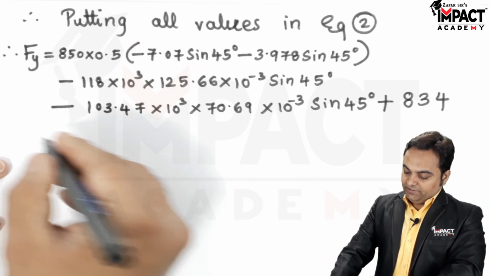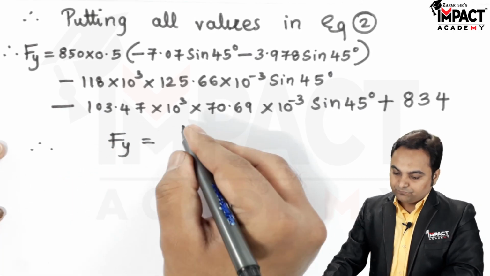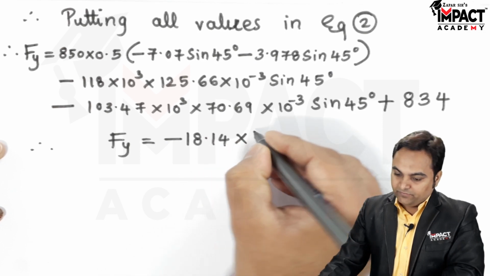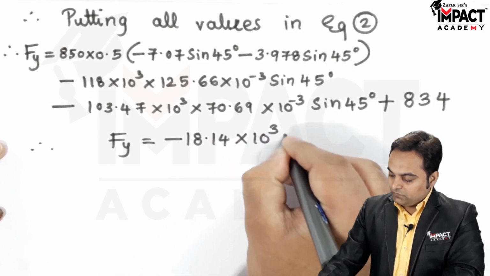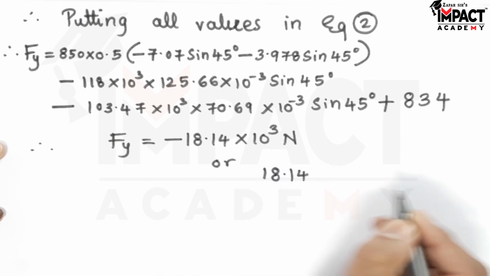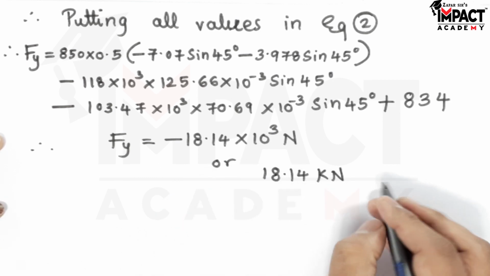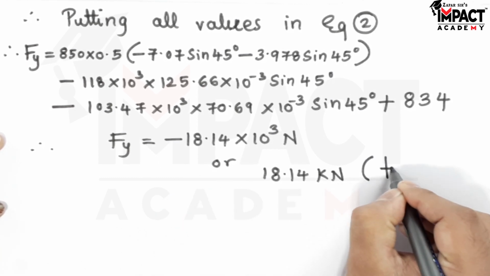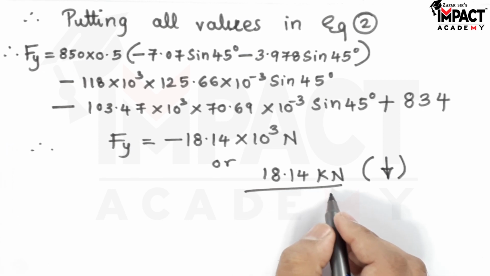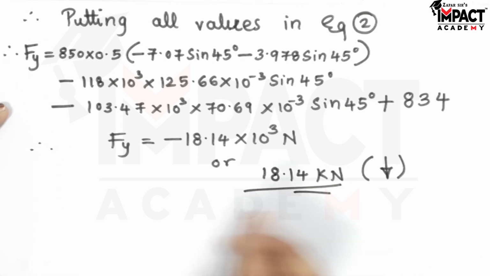So on calculating, I am getting the answer of Fy as minus 18.14 into 10 raised to 3 Newton, which can also be written as 18.14 kilonewton. And here also, since the answer is negative, it means the component of vertical force is acting in the downward direction, because we had assumed upward direction to be positive. So that is Fy. After that, I can get the resultant force.